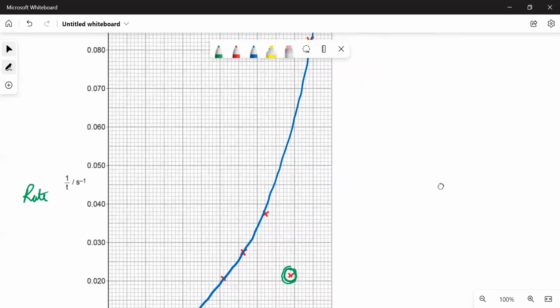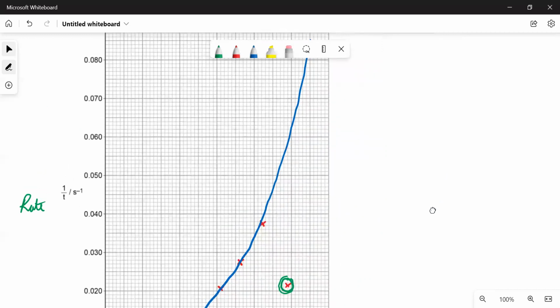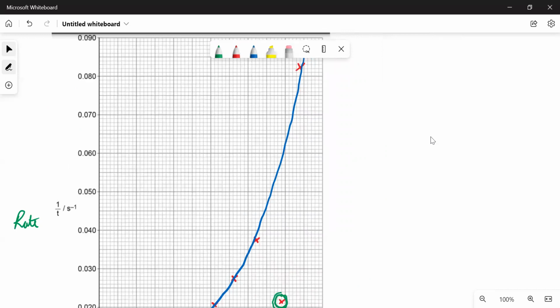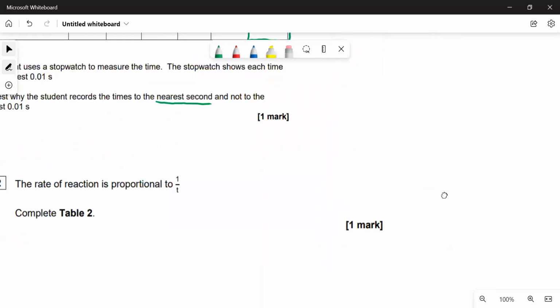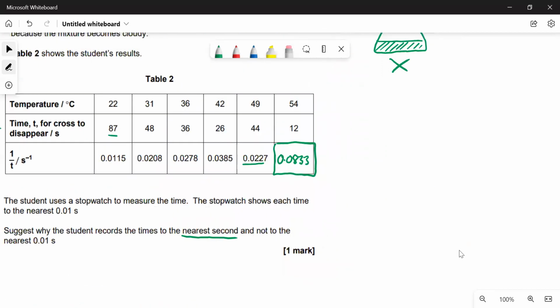So if you drew a straight line, you'd lose a mark. You should be drawing a curve of best fit like I've drawn there. If you just look at the results as well, you can see that the anomalous one, this one here at 44 seconds, is clearly wrong. Something funny is going on there because it goes from like 26, should be going down, it goes up to 44. So it's not quite right there.